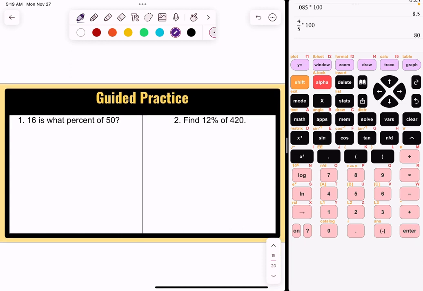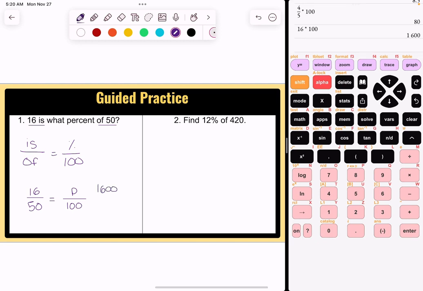16 is what percent of 50? So we have the formula is over of equals percent over 100. Percent is what we don't know. So P is what we don't know. Over 100. Is 16. Of is 50. All right. Cross multiply. 16 times 100 is 1,600 equals 50p. Divide both sides by 50. P equals 32.